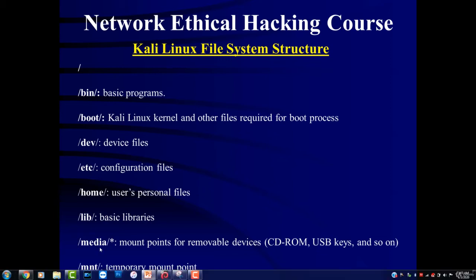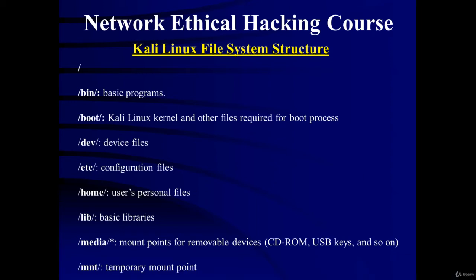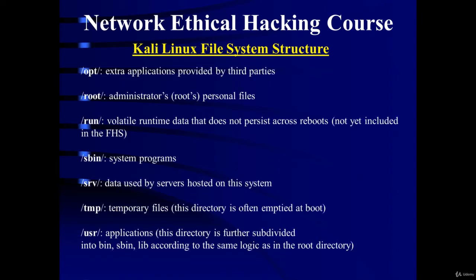Next, the media folder. Whenever we mount any removable device such as a CD-ROM, USB, and so on, the files will be included in this folder. Mnt includes the temporary mount points for removable media devices. Opt includes all the third-party applications. Next is the root folder. It has the administrator's root personal files.